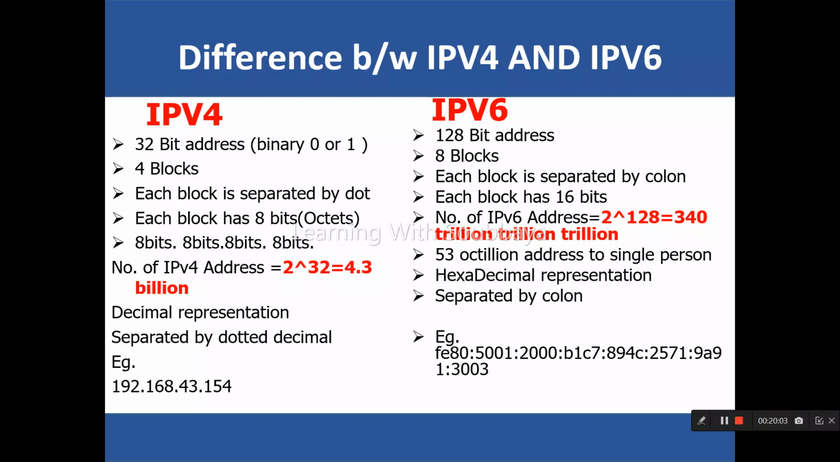Now, the number of IPv4 addresses. Totally there are 32 bits available, right? The total number of IPv4 addresses is equal to 2 power 32. When I say 2 power 32, how much is the value? 2 into 2 into 2, with 32 twos. It is 4.3 billion addresses available in the world, right?